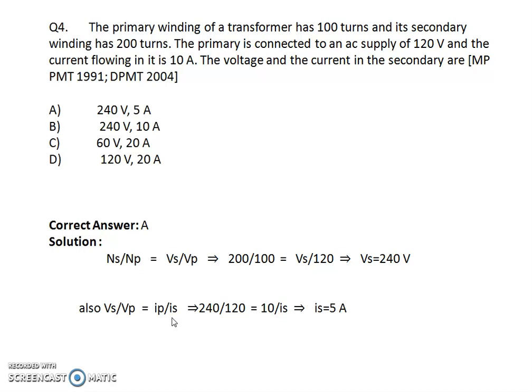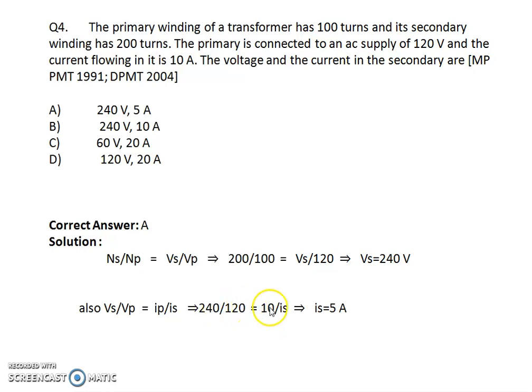So I have told you that the formula for transformation ratio, NS upon NP, is equal to Vs upon Vp, and that is equal to Ip upon Is. So Vs upon Vp is equal to Ip upon Is. Now we can use this ratio Vs upon Vp. We have already found Vs. This Vs is 240 volt divided by Vp, which is 120 volt. So that ratio is equal to 2, or you can use the ratio NS upon NP because this is also 2.